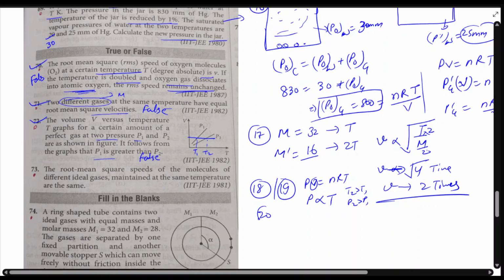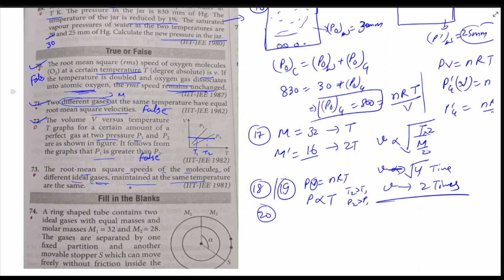Let's solve the 20th question. The root mean square speed of molecules of different ideal gases maintained at same temperature are same. What? It's the same question. Different ideal gases maintained at same temperature. Oh, it's again false. Okay, 1981 and 1982. Repeated questions. Wow.